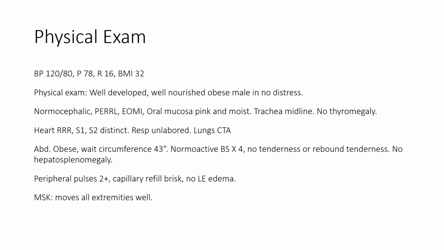His abdomen is obese. His waist circumference is 43 inches. He has normal active bowel sounds in 4 quadrants, no tenderness or rebound tenderness on palpation, and no hepatosplenomegaly. His peripheral pulses are 2+. He has capillary refill is brisk, and he has no lower extremity edema. For musculoskeletal, he moves all his extremities well. So this is an unremarkable physical exam, except for the fact that he is obese, his BMI is elevated, and his waist circumference is over the 37 inches that is recommended.